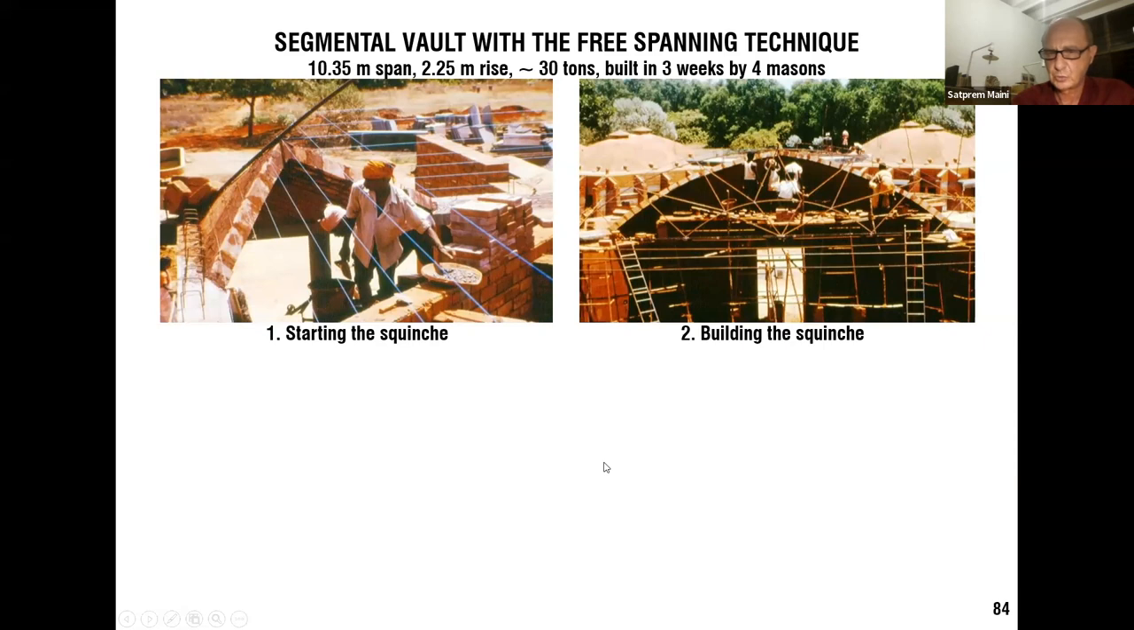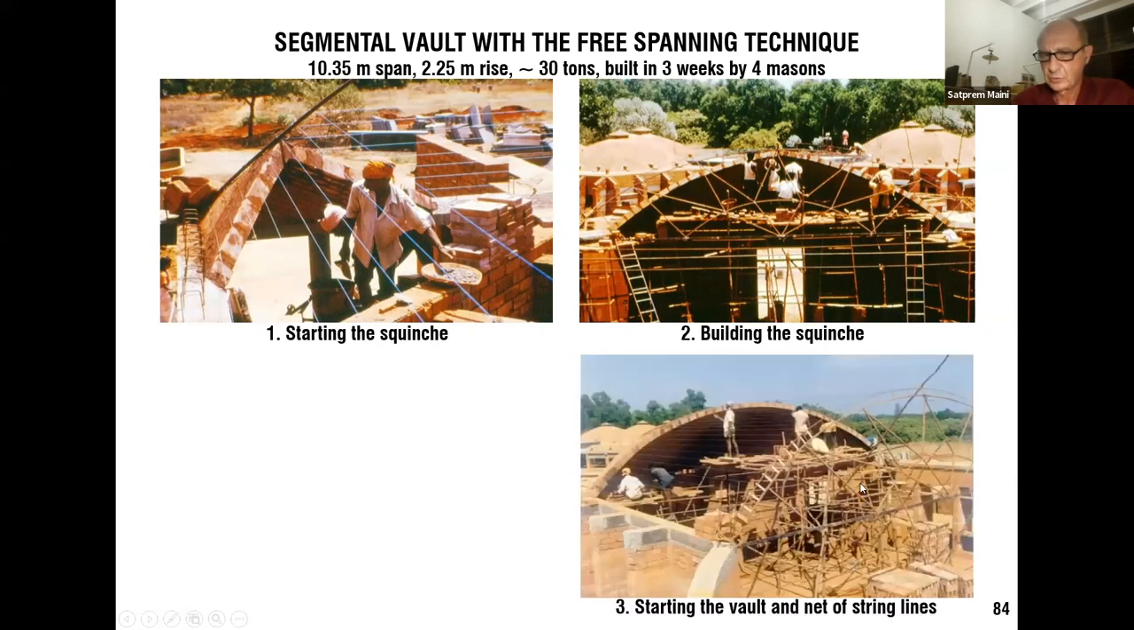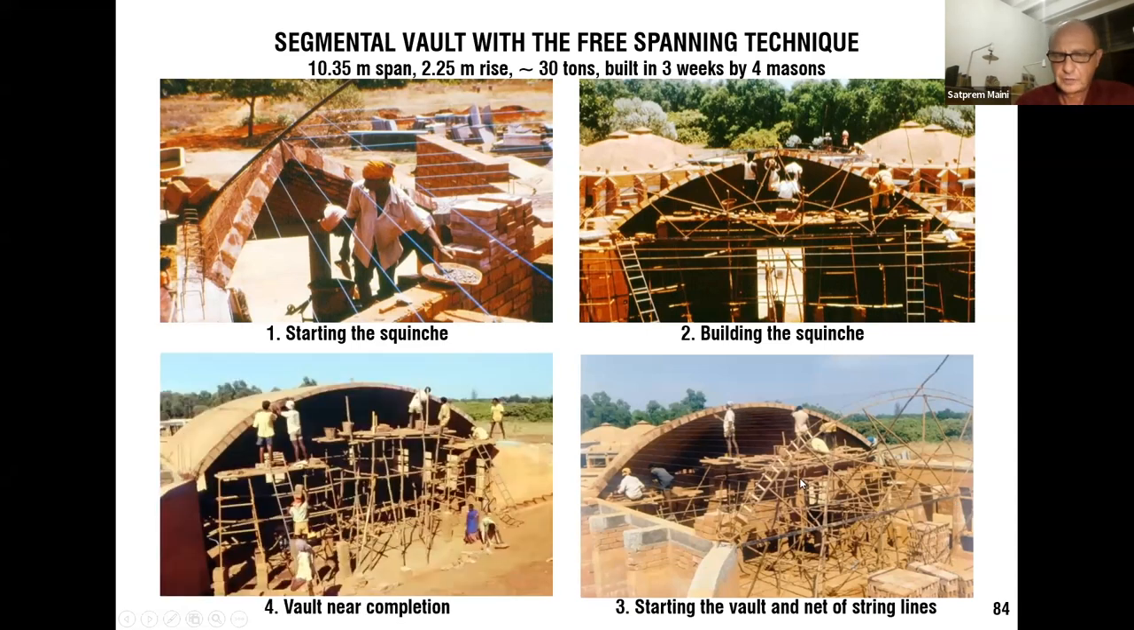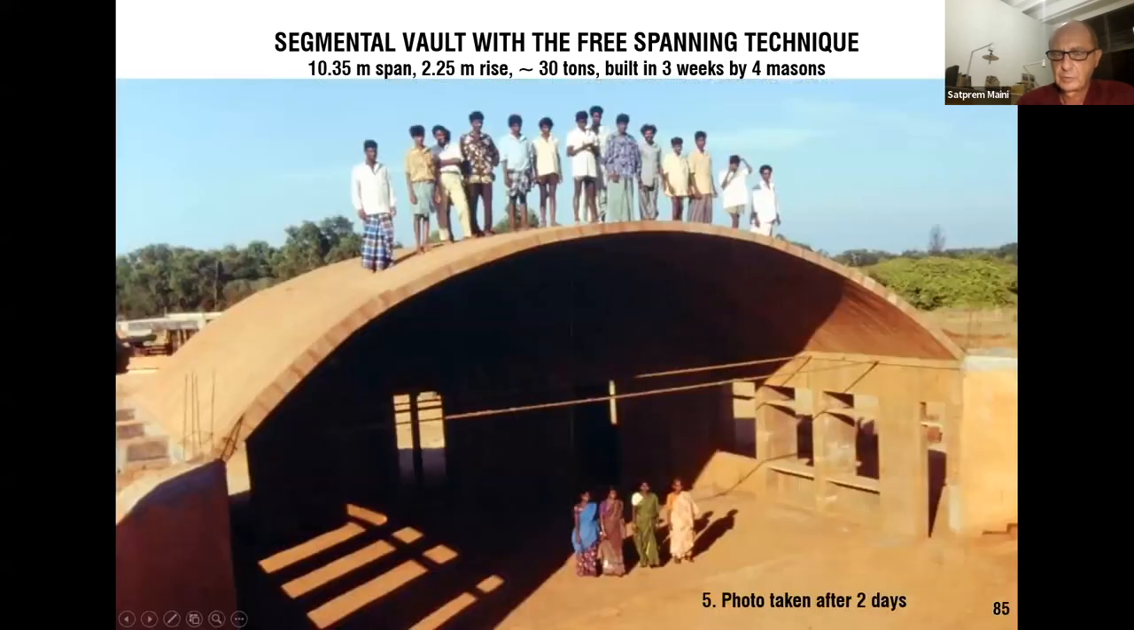After finishing the squinch here, the template is moved in front. So you have 6 meters here, 10.35 meters span here. At the end, we remove the window frame and we finish totally without anything and take a photo. The vault was built in 3 weeks, about 30 tons, built without formwork.